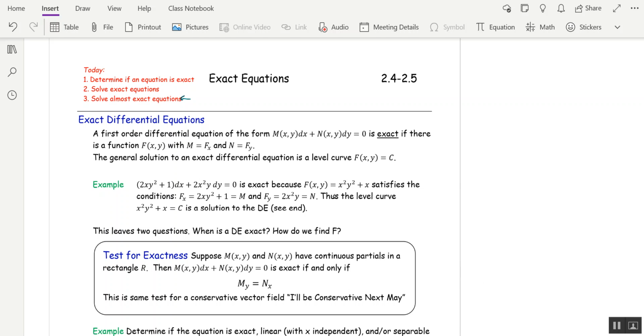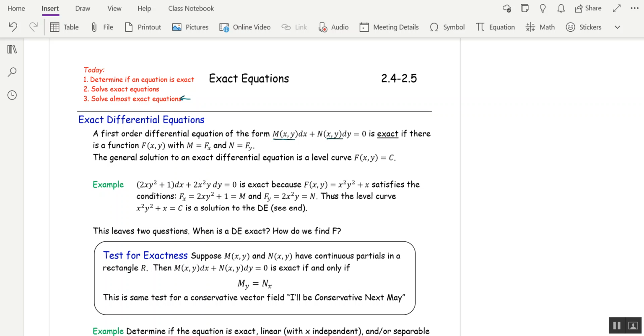Usually they're written in differential form, so M dx plus N dy equals a constant or equals 0, and that's exact if there's a big F with the partial derivative of F with respect to x equal to M, that's the coefficient of dx, and then the partial derivative of F with respect to y equal to N.